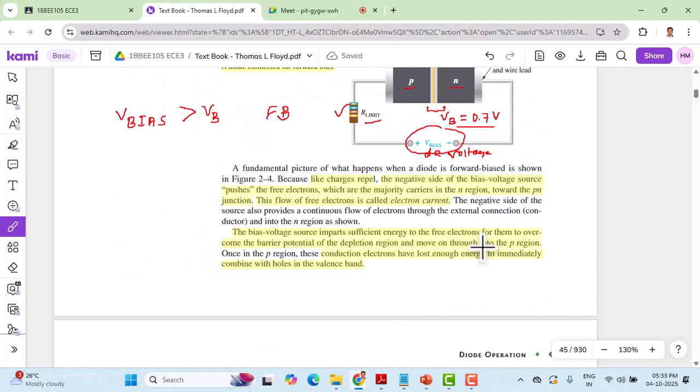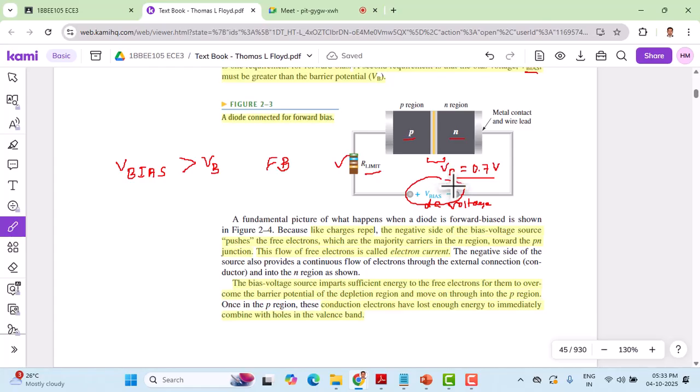That is the fundamental operation of a diode in the forward direction. Now let us see what happens when we apply voltage in the forward direction. Without applying voltage, what happens? Once we apply the voltage, what happens? That we are going to see in the following topics.